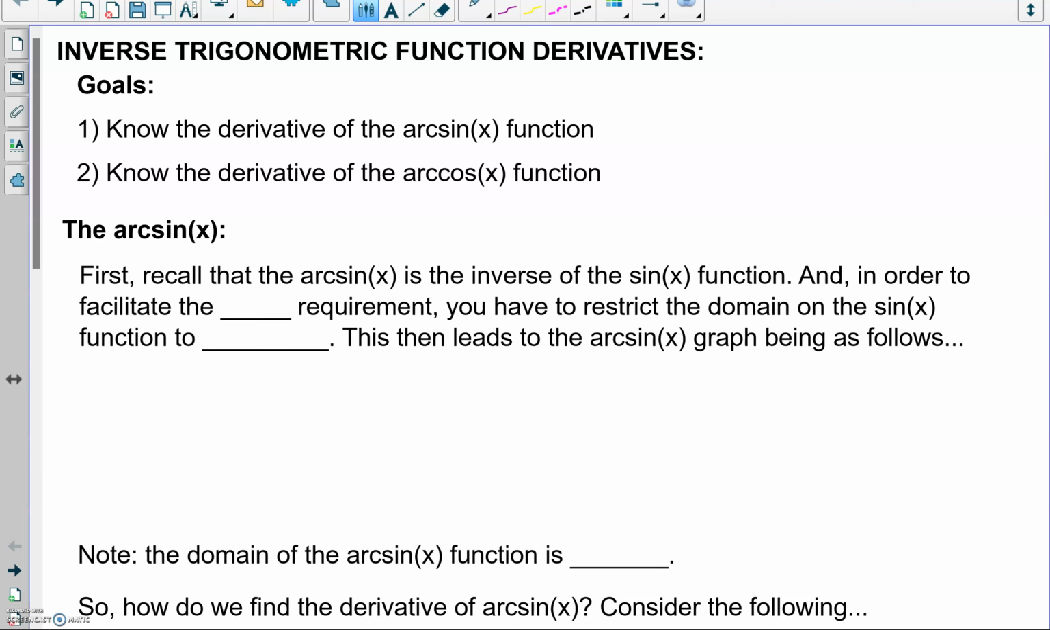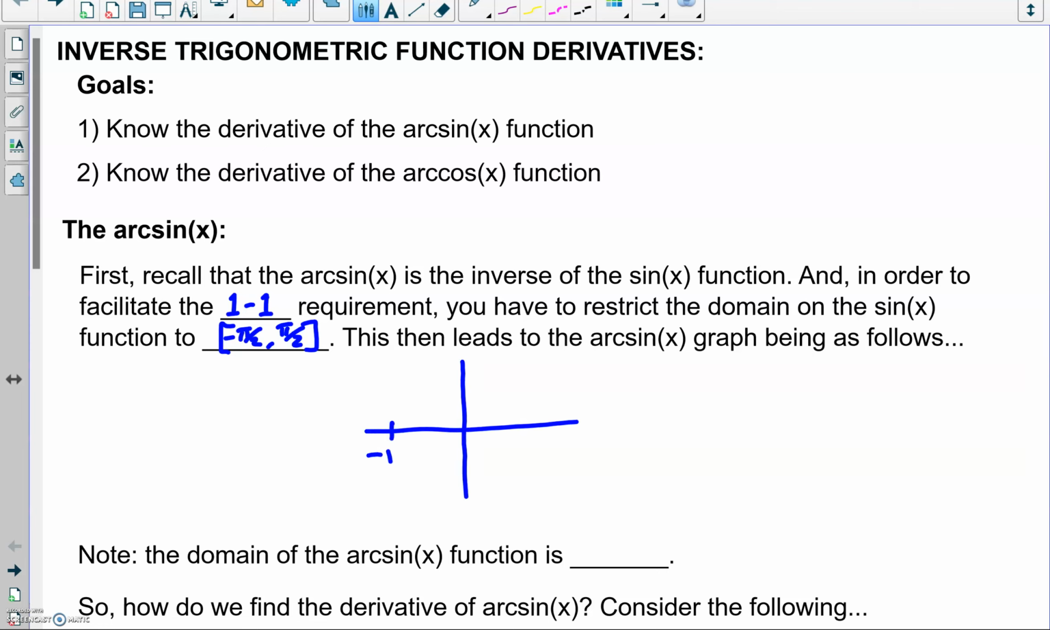And in order to facilitate the one-to-one requirement that's needed for an inverse to exist, because if you look at that sine function, it fails the horizontal line test, it doesn't have an inverse function as it originally stands, you have to restrict the domain of the sine function to negative pi over 2 to pi over 2. And in that way, when you graph that, it passes the horizontal line test, and then the inverse, the arcsine graph, will become this.